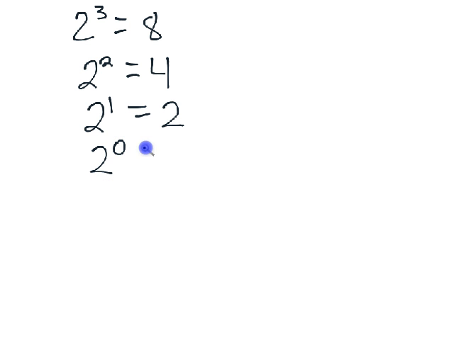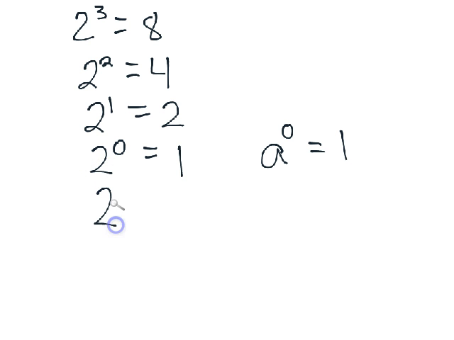So what should 2 to the 0 be? Well, either you remember the rule that anything to the 0 power is 1, or you take a look at the pattern. Every time, what am I doing here? I take 8, I'm dividing by 2 to get 4. I divide by 2 again to get 2. So if I divide by 2 again, I'll get 1. So anything to the 0 power is always 1. Any a to the 0 power is always 1.